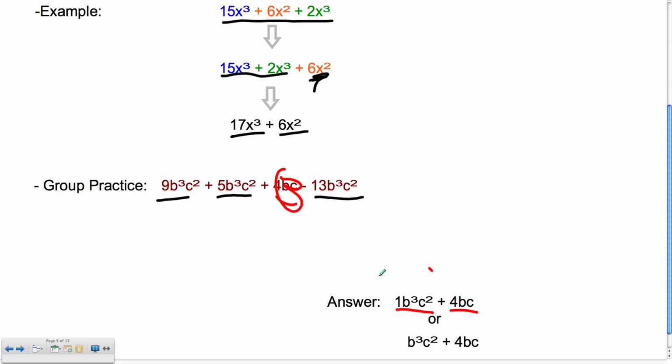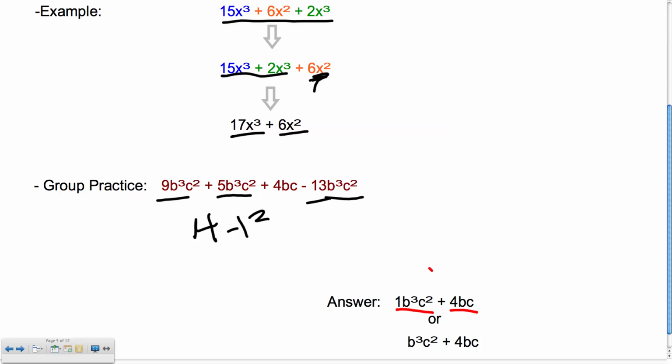Oh gosh, I'm having a hard time being neat today, ladies and gentlemen. The terms that are underlined in black are like terms. The 9 and the 5 together are going to make 14. And then we have a minus 13 here.